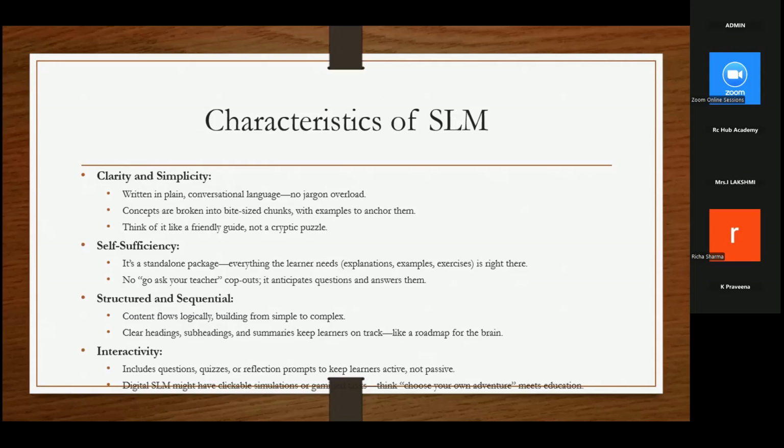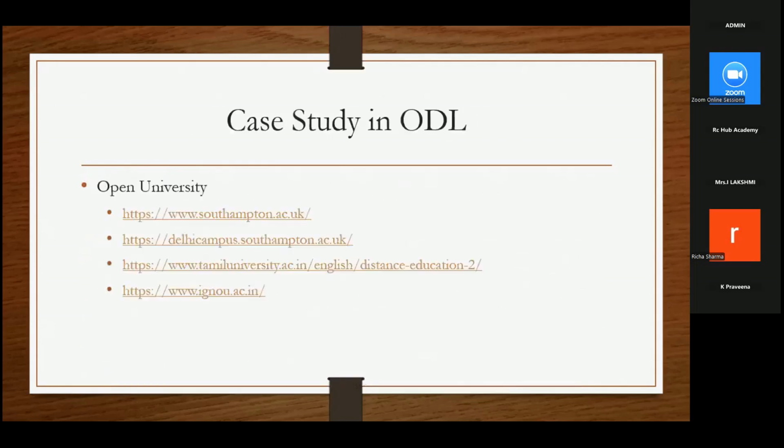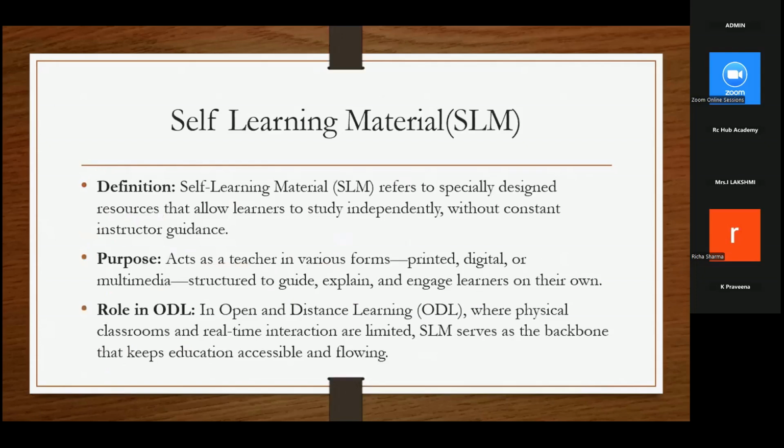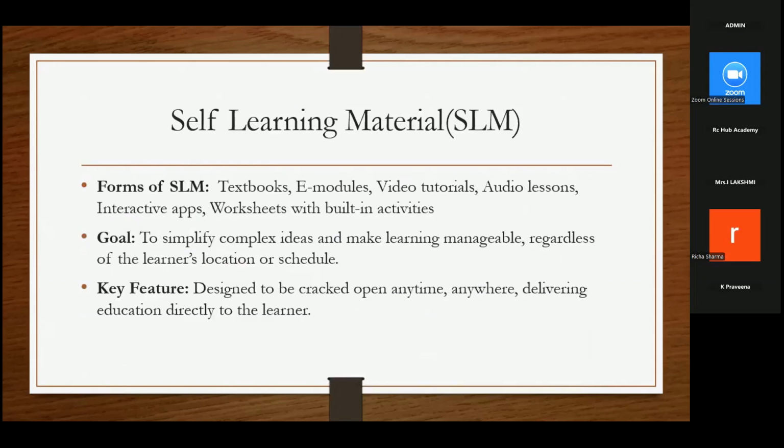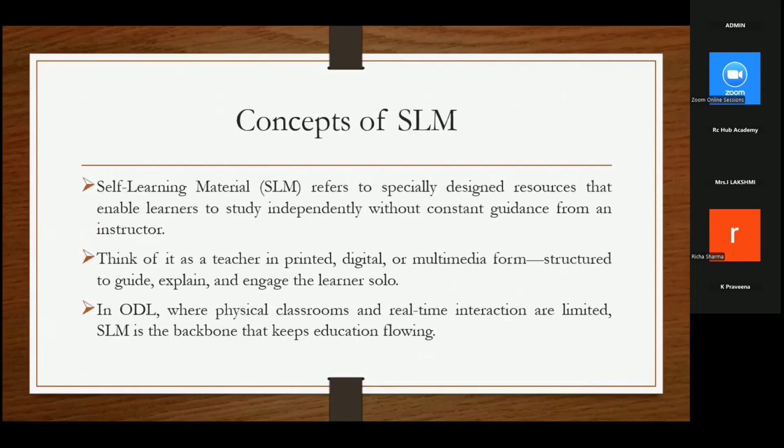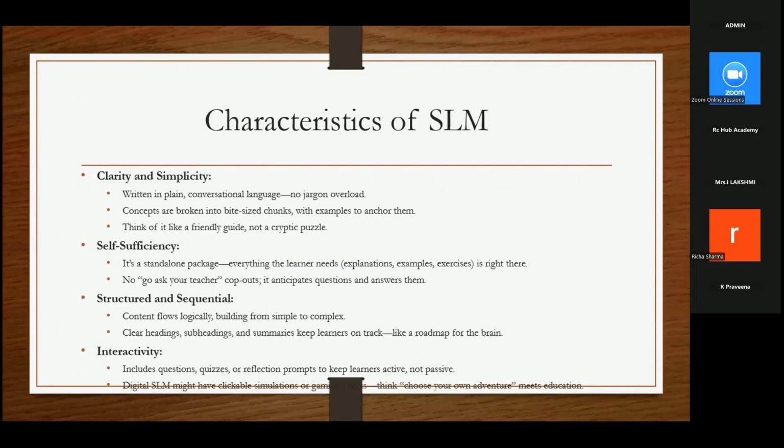And the next one should be structure. Very, very important. What concepts am I going to take? Now I am taking the concept of self-learning material. So first I have to give my structure. My structure is definition, purpose, and role. Next I'm coming to what are the forms, what are the goals, and what are the key features. And next concepts, and next characteristics.